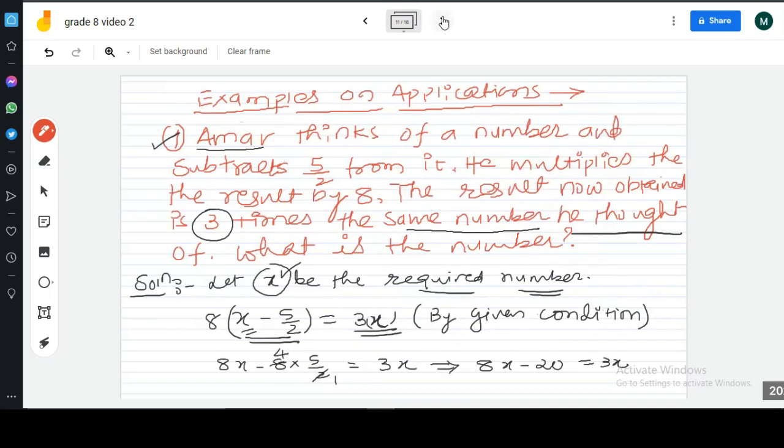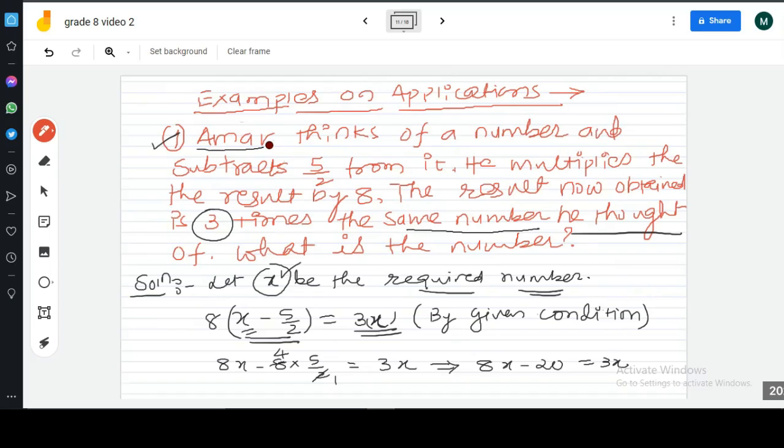So now we are going to solve some word examples, or we can say application based examples, or some applications of this type of linear equation. In the case of word examples, the very important part is to get a linear equation from the given condition. Let us see how to get a linear equation from the given word example. So let's see the first example given.